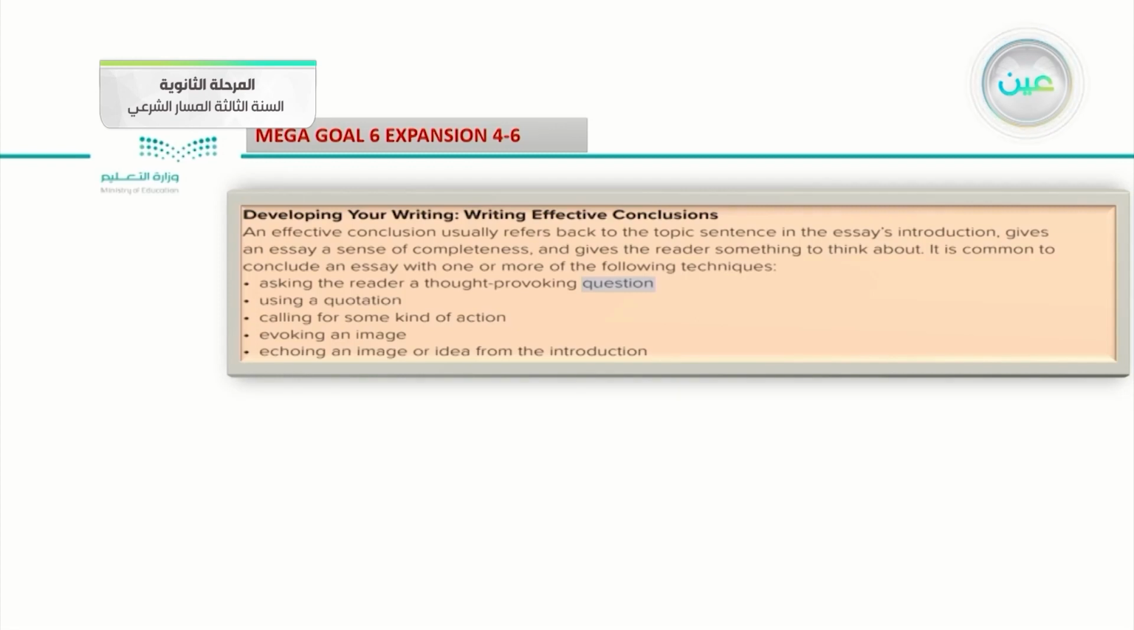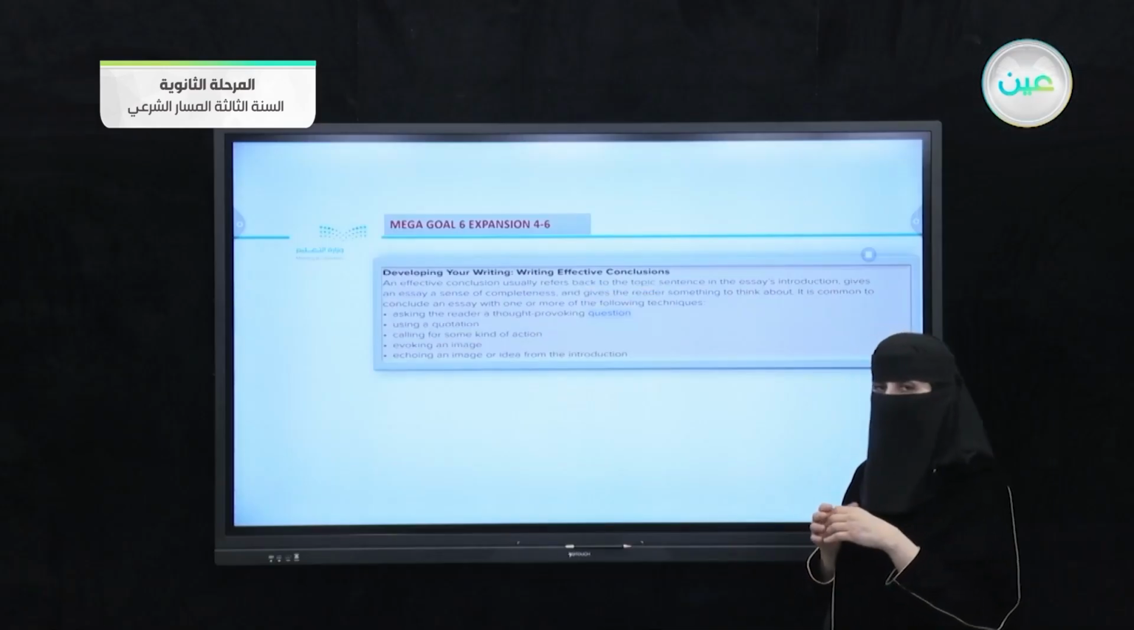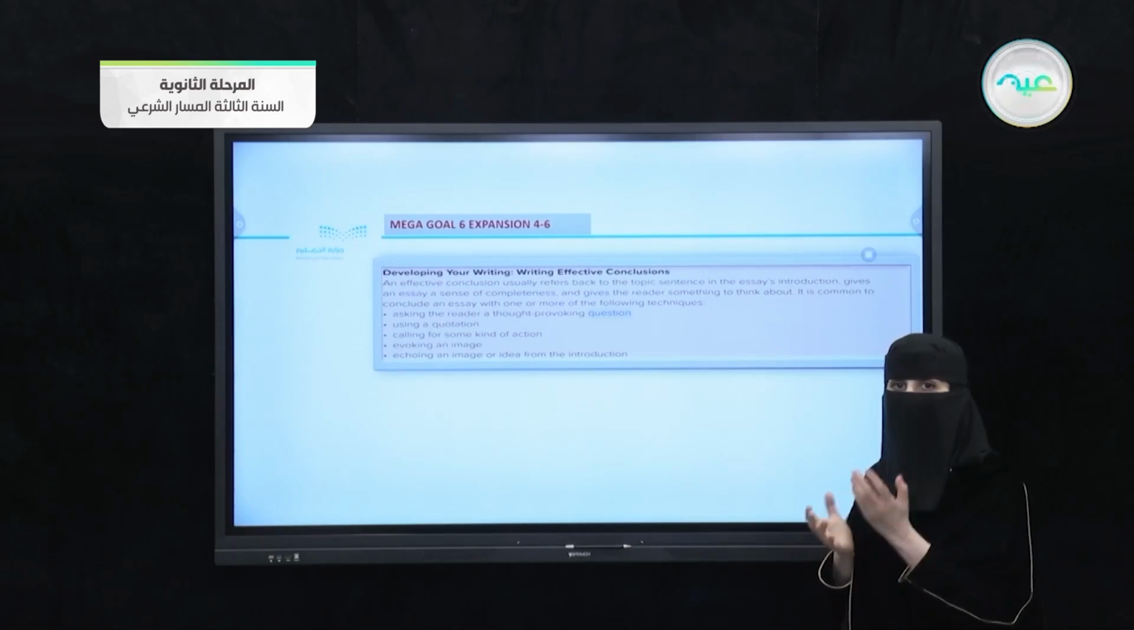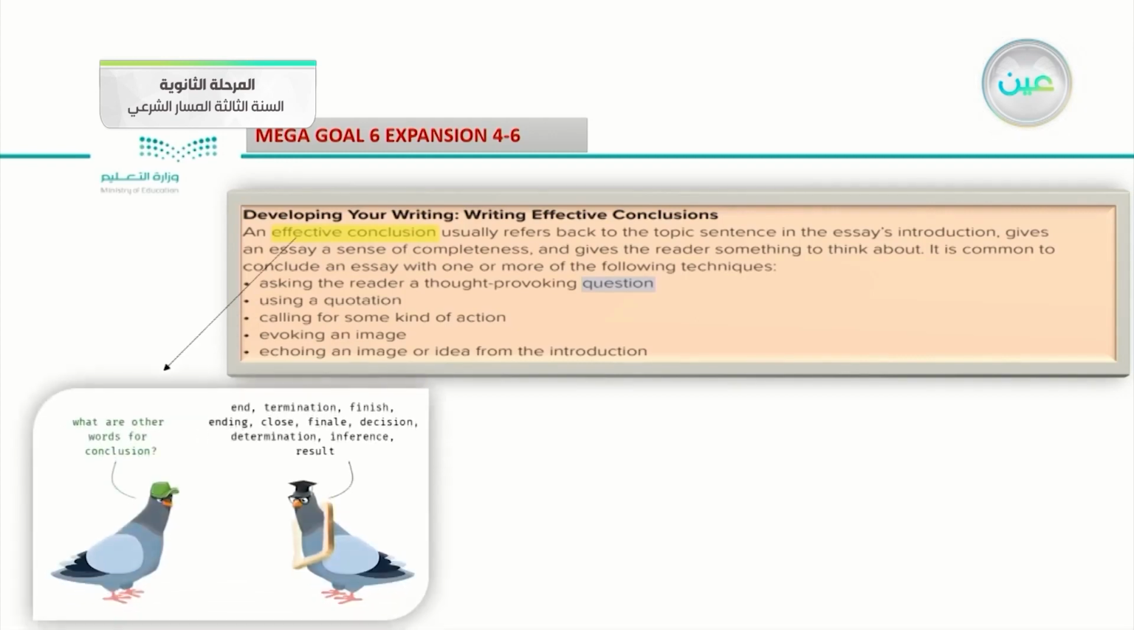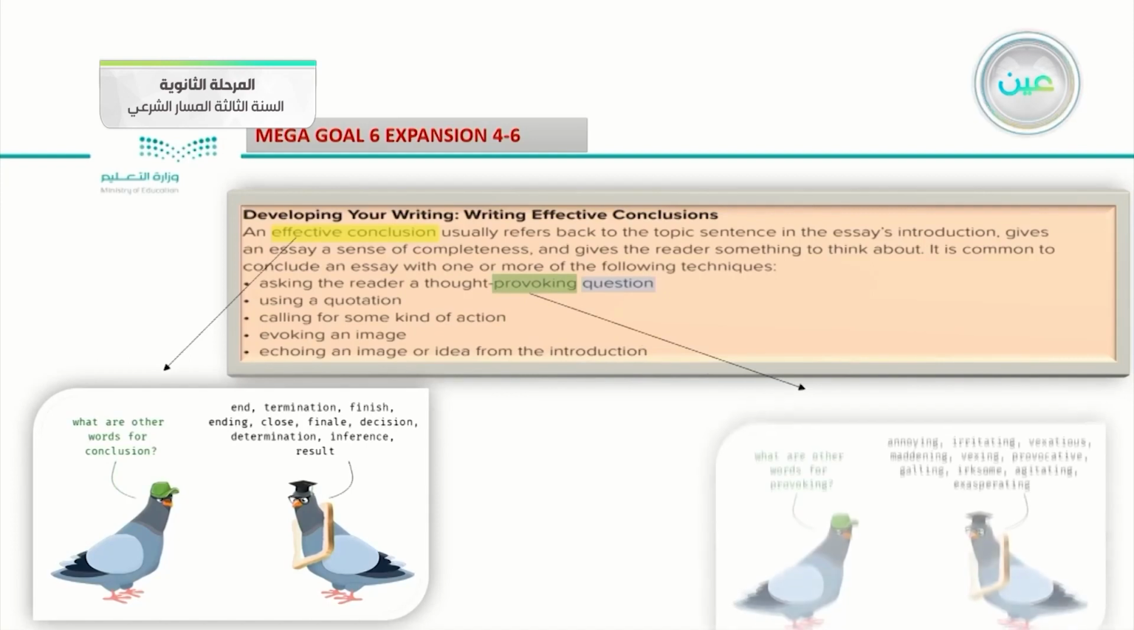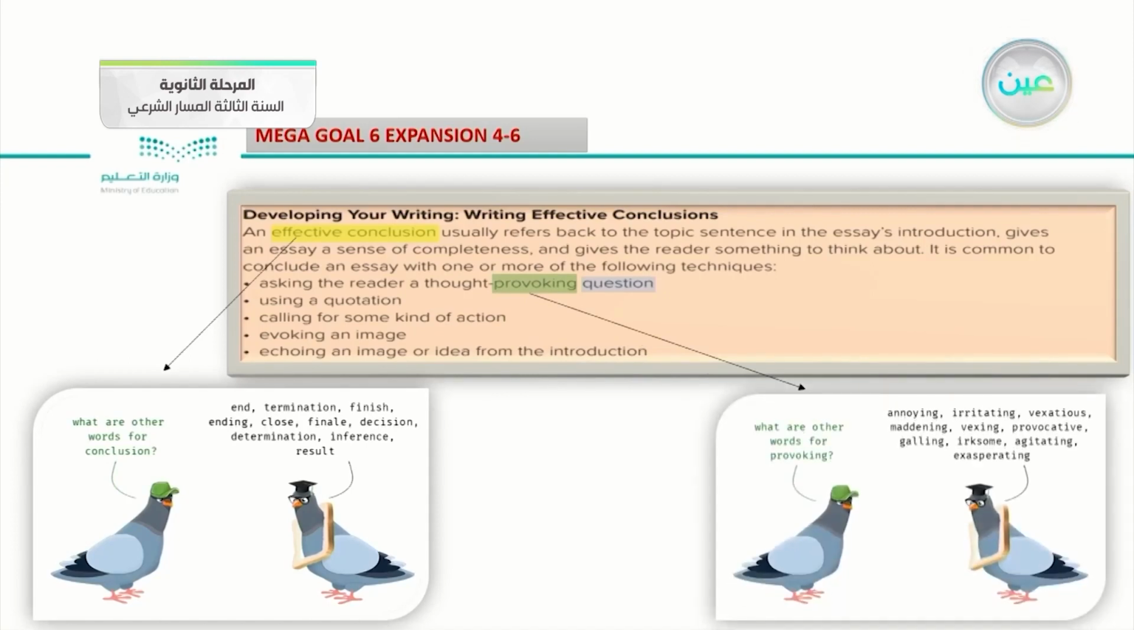It is common to conclude an essay with one or more of the following techniques. What are these techniques? We should apply them in our effective conclusion. They help you make an effective conclusion, easy and clear for your reader. Number 1, asking the reader a thought-provoking question. What do they mean by provoking a question? Provoking means annoying, irritating, vexatious, maddening, and vexing, and so on. There are a lot of synonyms for provoking.